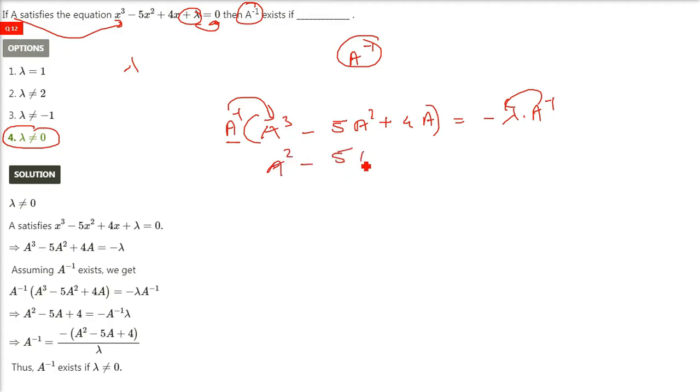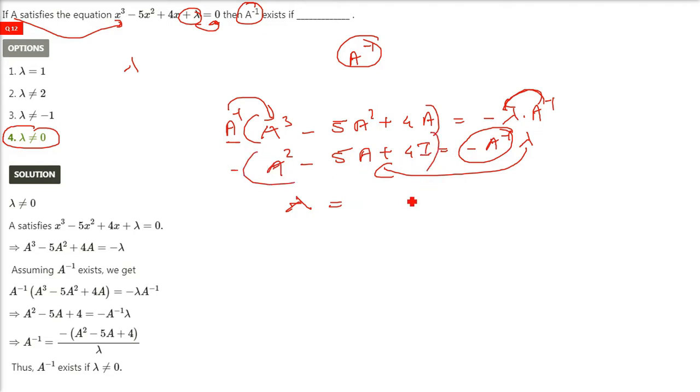Here 5A plus 4, A into A inverse is I. So you may write 4I, or you may just go on with 4. Okay. So this is minus A inverse lambda. What we are interested in is A inverse. So lambda I am taking in the denominator, and there is a negative also. So let us write it as negative, A square minus 5A plus 4, divided by lambda.